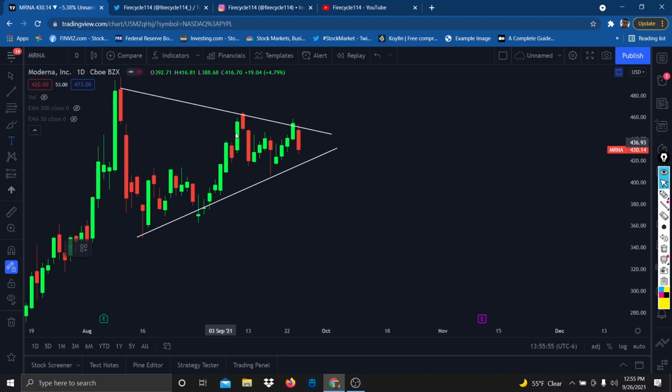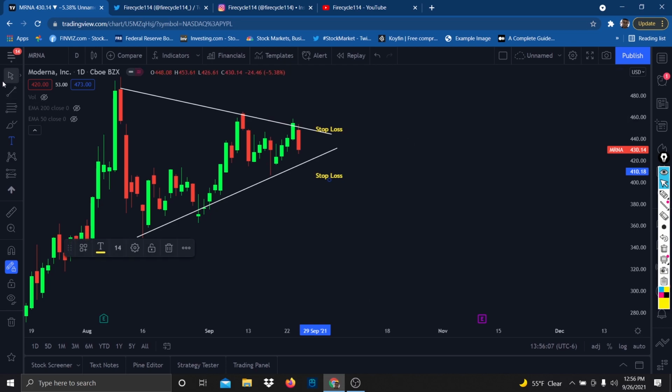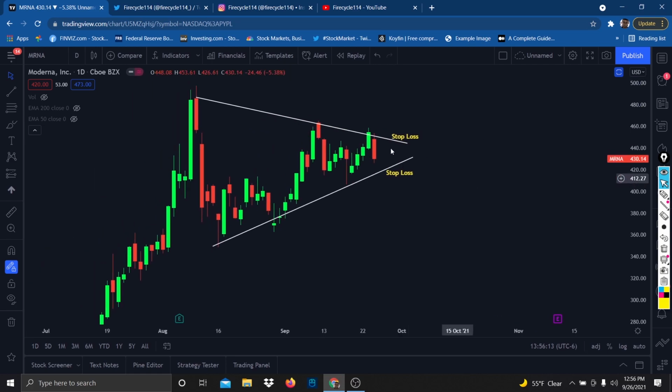So let's get our text right over here, and our stop loss is basically going to be these two lines. Okay, so whichever side Moderna breaks out, I'll be playing that side, but a very tight stop loss right over here. Okay, so as you can see, both of these are our stop losses and both of these are entries.